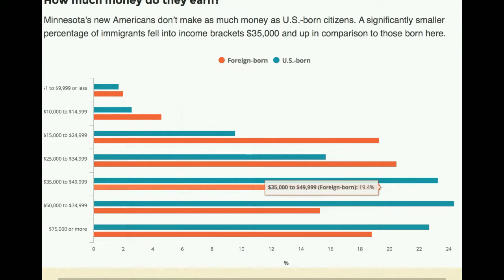So Minnesota's new Americans don't make as much as U.S.-born. You see that at the lower income levels, you have more foreign-born making that income, and at the higher income levels, you see more U.S.-born people make that income. The disparity is maybe not quite as much as you would think. At $75,000 or more, you have 23% of U.S.-born people making that, and about 19% of foreign-born. So not a giant disparity there, but definitely a difference.